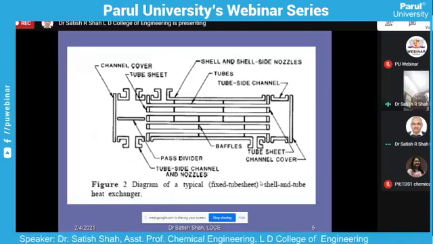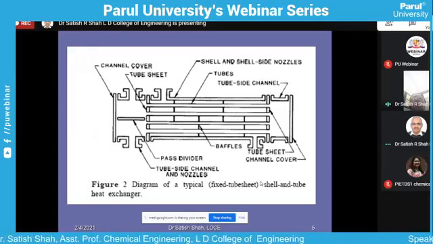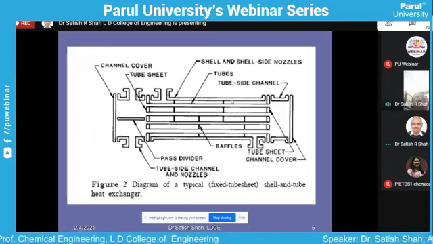Okay. Now, let me just show you the shell and tube heat exchanger, just the figure, so at least you have some idea of it. Mostly, I suppose you must be knowing also. So this basically, see, we have the shell, everybody is knowing it, and inside we have the tubes.